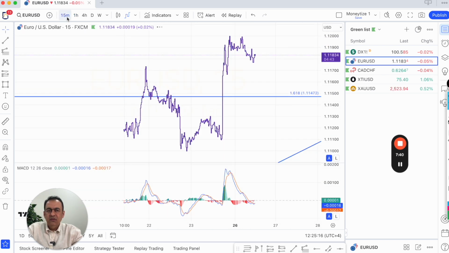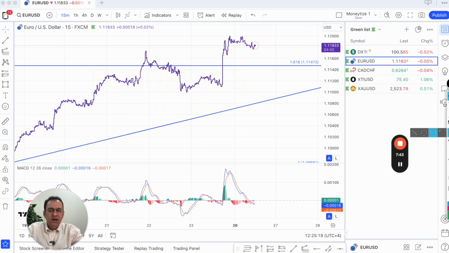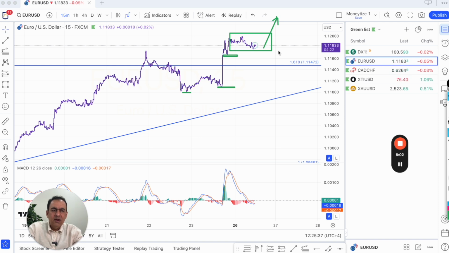Going to 15 minutes, something similar. So we have a sequence of higher lows, and again euro dollar is consolidating in a very tight range here, and the expectation is to continue in the bullish direction with the next level in sight as 1.1250. So currently we are at 1.1183. So there is a high probability that it is going to rise another 70 to 75 pips from the current level, and ultimately I'm targeting 1.1455.